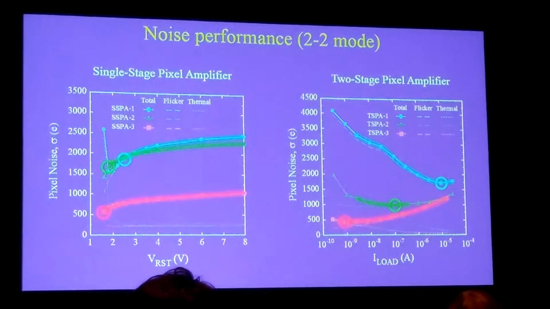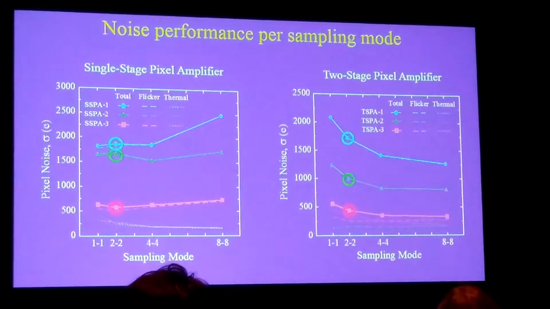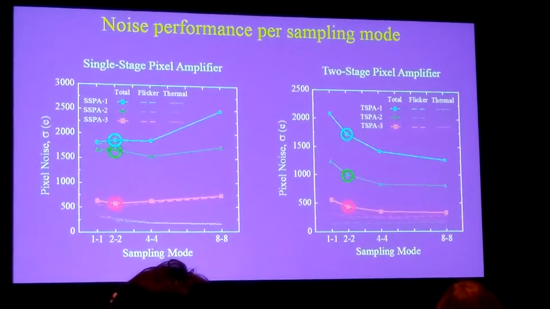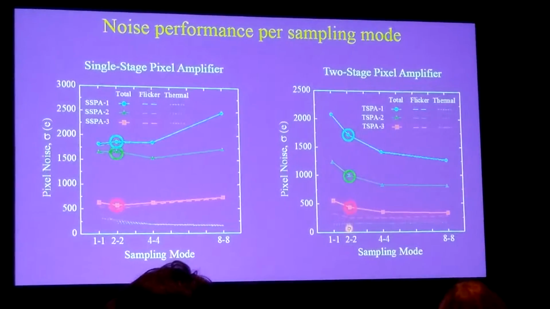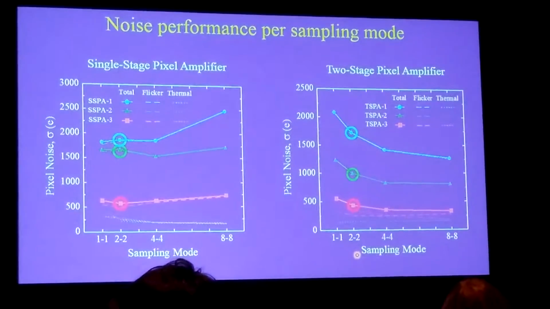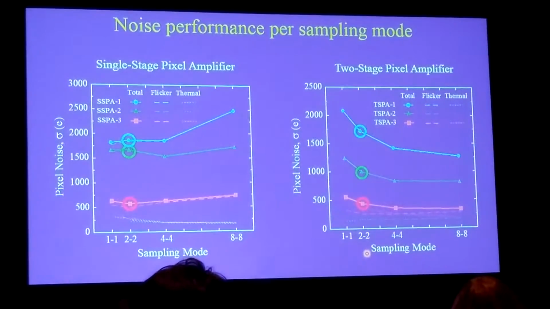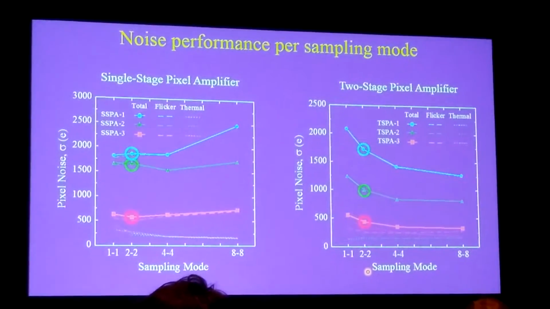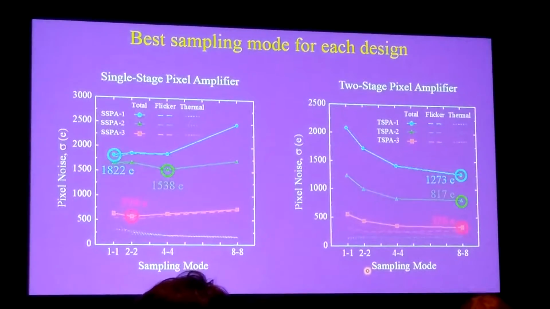Repeating this procedure for the other sampling modes leads to these 2 plots. The colored circles here mark the same best noise results shown on the previous slide, which were specific to the 2-2 mode. It can be seen that for most design variations, the 2-2 mode does not offer the best performance, and we can now use this plot to identify the best sampling mode for each evaluated design.